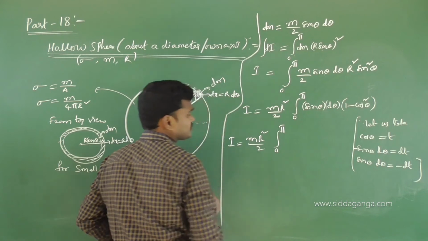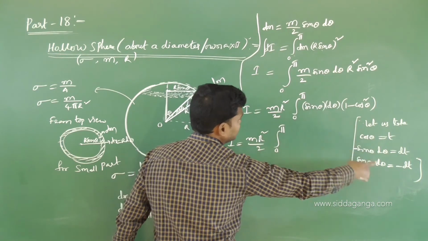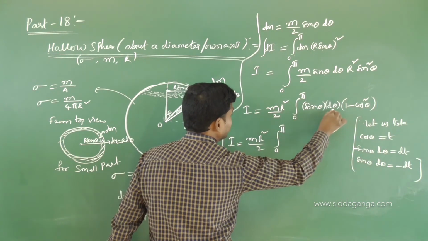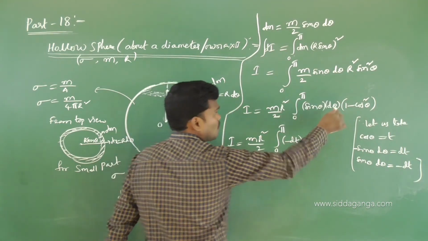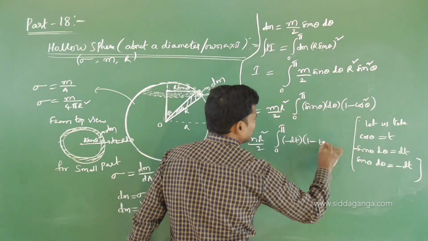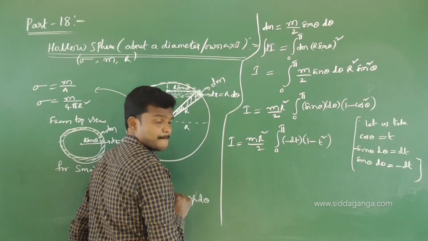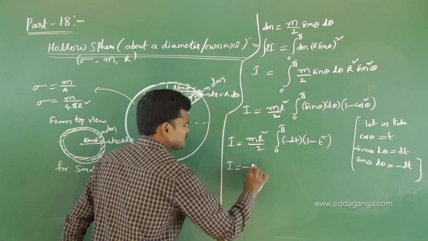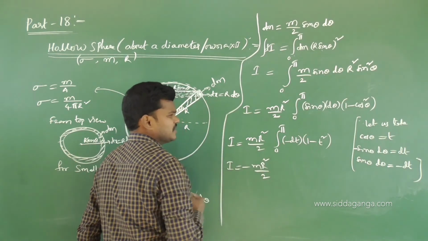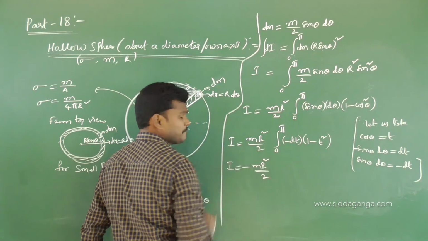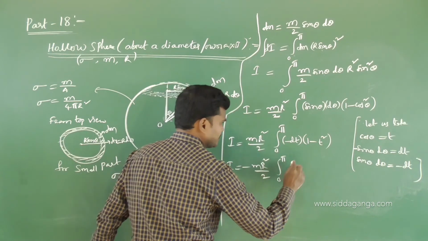So substitute here: 0 to pi, sin theta d theta is minus dt. 1 minus cos square theta becomes 1 minus t square. Let me write the minus outside. I is equal to minus mr square by 2. Again you would have to change the limits, but instead of changing limits, I am doing it like this, keeping the limits 0 to pi.